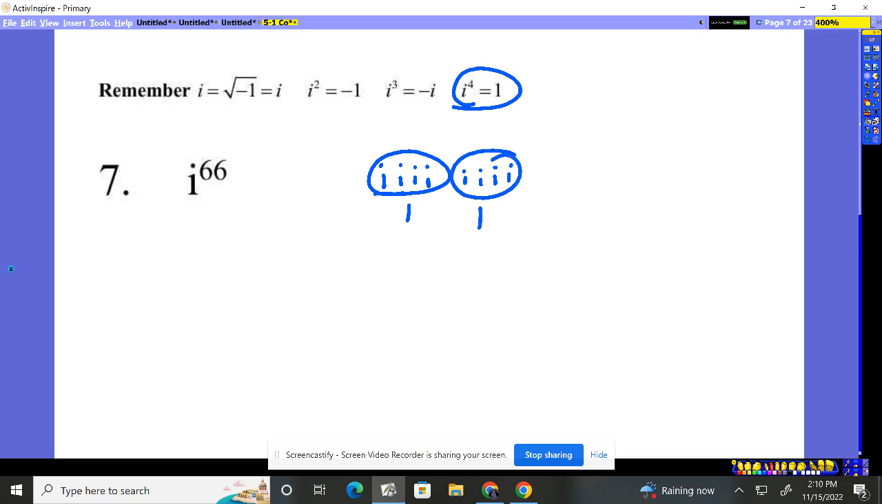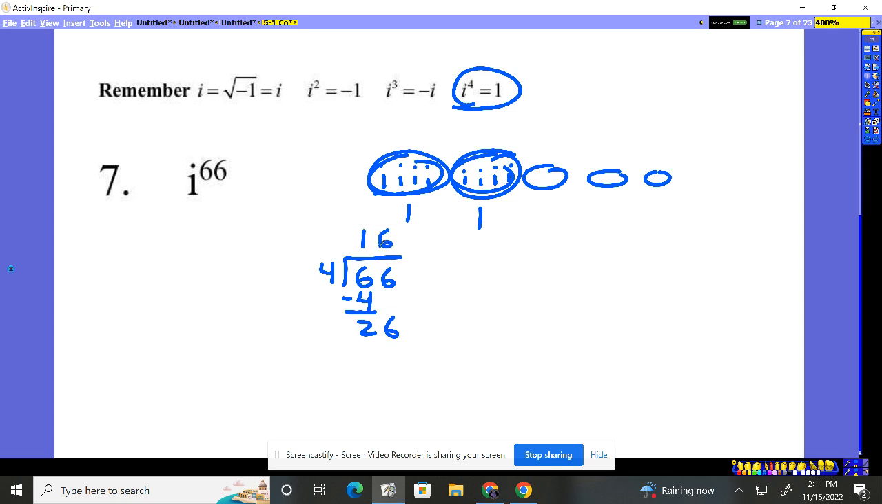So we're seeing how many sets of 4 are in 66. All I'm doing is asking, hey, how many of these 4s will I have? How many sets am I going to have? Well, 4 goes in 66: 1, 4, 2, 6. 4 goes into 26 what? 7? No. 6 times. How many are left over? You have a remainder of 2. So you're going to have a bunch of these, and then you're going to have 2 i's left over.